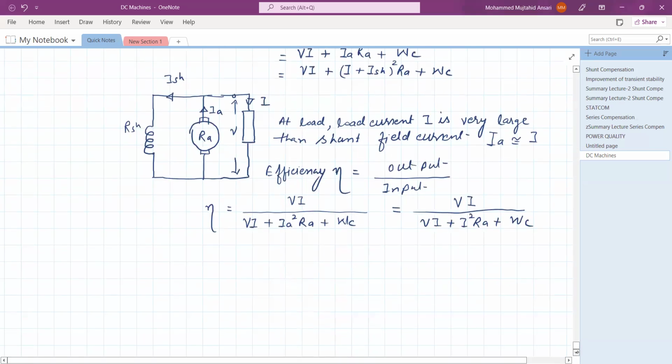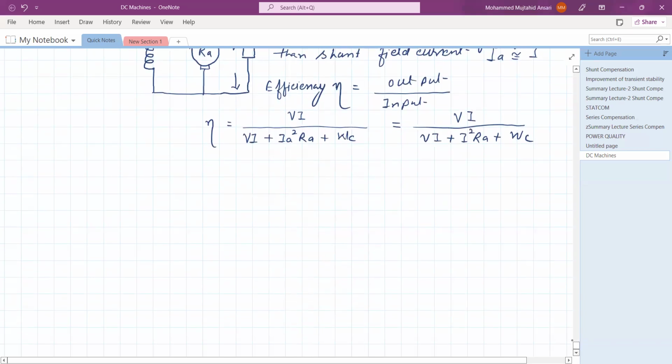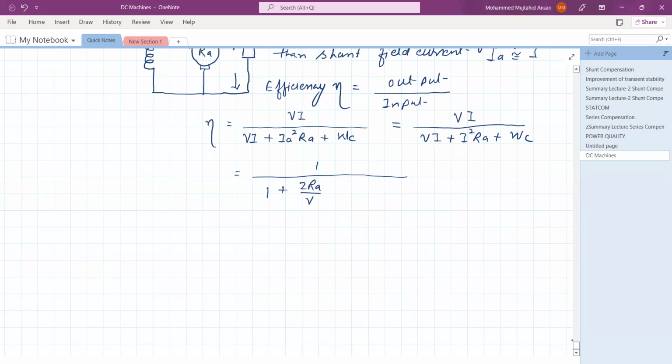This is because the armature current is very near to the load current. So now we can write the above equation as 1 divided by 1 plus I RA upon V plus WC upon V into I squared. What we have done is divide the numerator and denominator by V into I. So V into I becomes 1, and I squared RA divided by V becomes I RA upon V, because one I gets cancelled. And WC is as it is, divided by V into I.